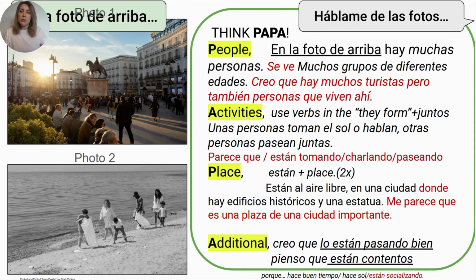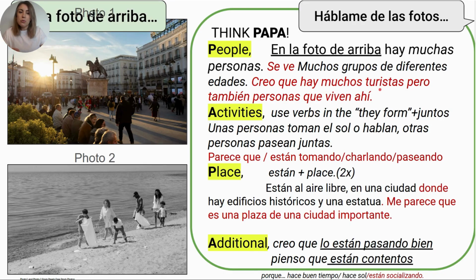So I will start with, en la foto de arriba, that I wrote in my preparation, hay muchas personas, se ven muchos grupos de diferentes edades. The photo at the top, there are many people. One can see many groups of different ages. Okay.